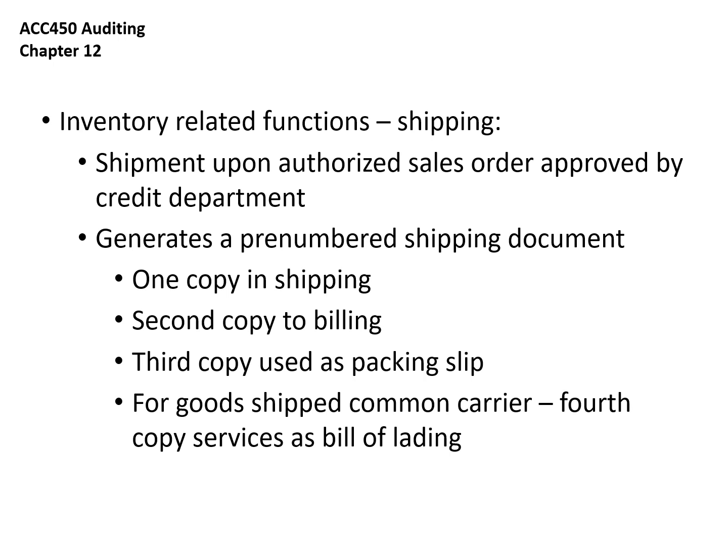So one copy of that shipping document will stay in the shipping department as a record of what they did. A second copy will go to the billing department to trigger the customer being invoiced. A third copy will accompany the product as a packing slip, which helps the customer identify what they've received. And then the fourth copy would be used as a bill of lading if it's shipped with a common carrier, meaning a trucking company.